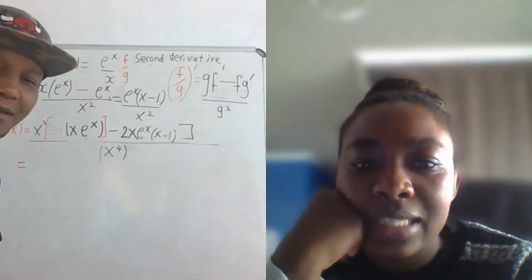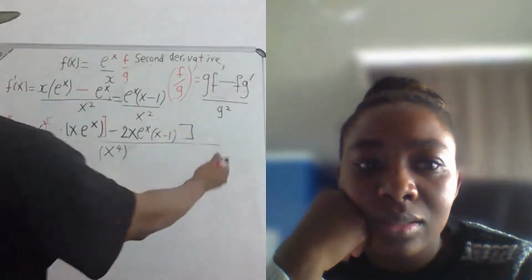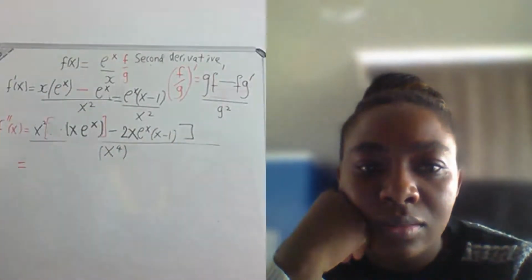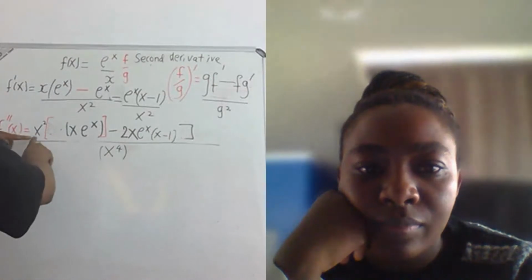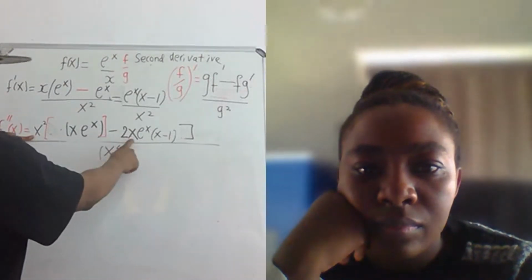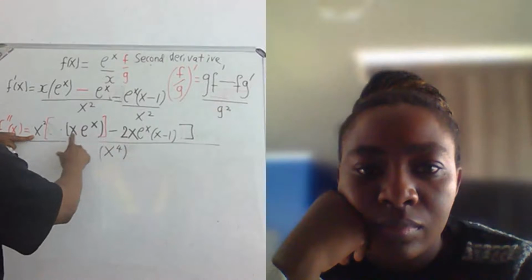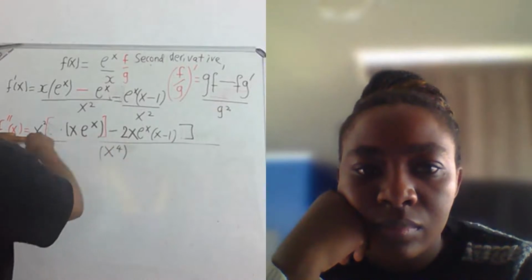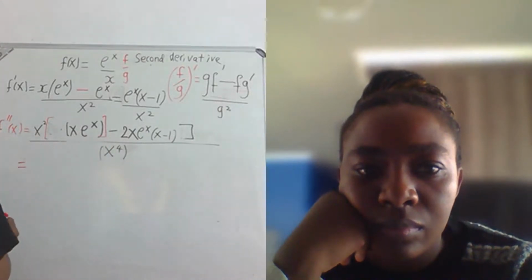Is that our final answer? We need to put together. So now, anything common, we'll take it out. There's an x squared, no x squared. e^x, e^x. But we can take out x here. There's x, we can take it out.